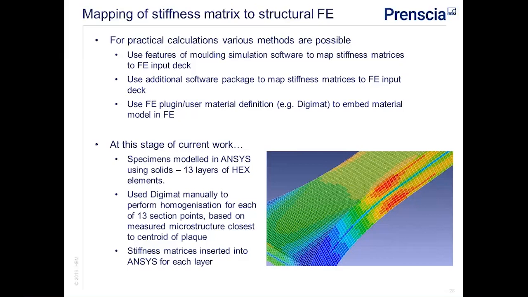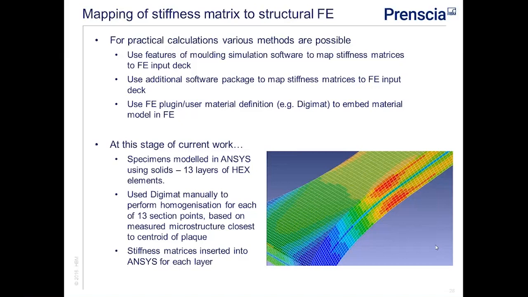That is, I've taken the manually calculated stiffness matrices using Digimat and applied those from the 13 measured section points to 13 layers of a solid FE model of the coupons using ANSYS. So I've manually inserted the stiffness matrices for each layer. So what I'm now going to do is to have a look at the finite element results.